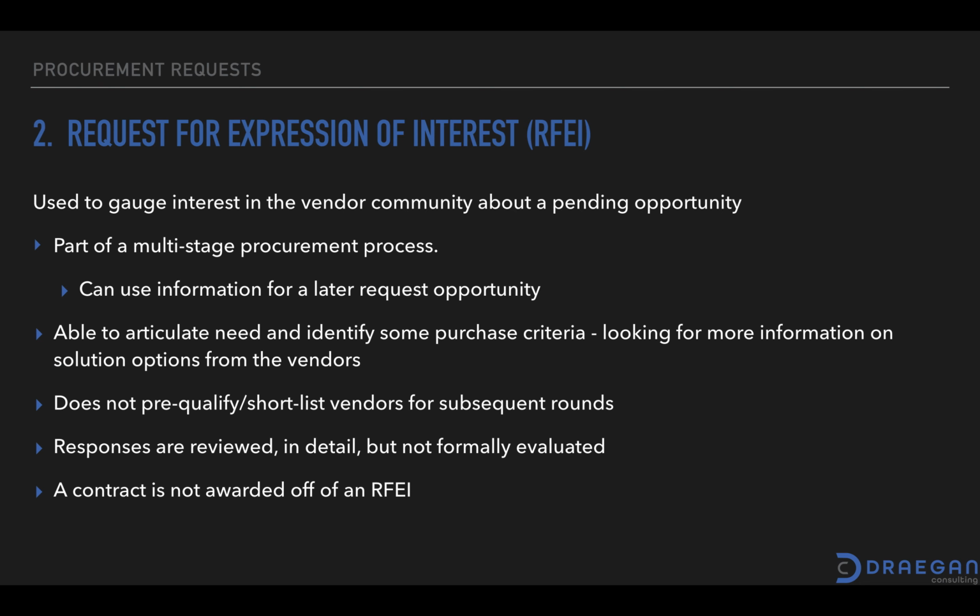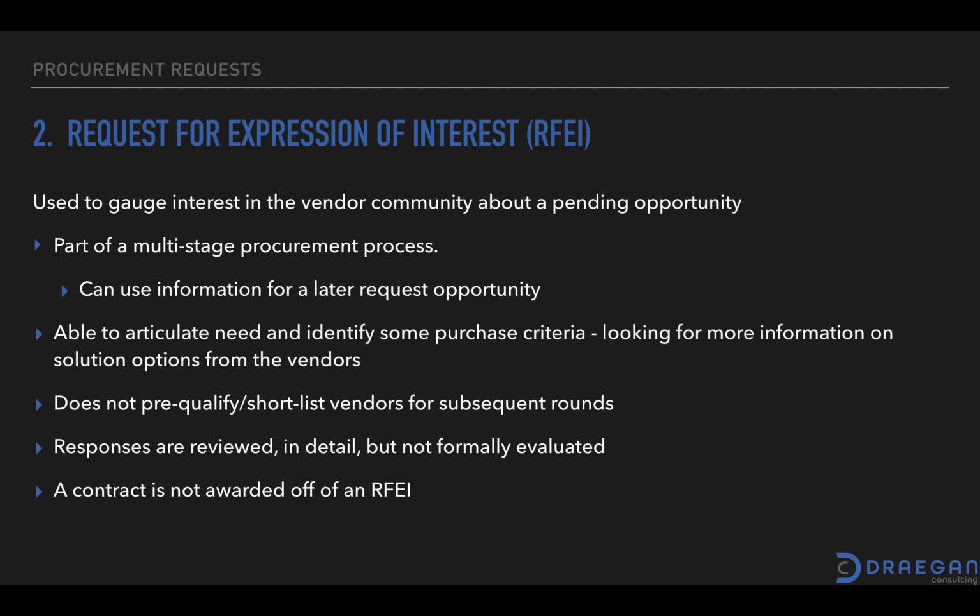The second one is a request for expression of interest. This can also just be referred to as an EOI or expression of interest. This is primarily to gauge interest in the vendor community about an opportunity that is pending. So there's something coming down the pipeline and you release an RFEI to see what the vendor appetite is and whether or not this is something that is going to garner enough responses, whether there's information there, and what type of reaction you're going to get from the community.